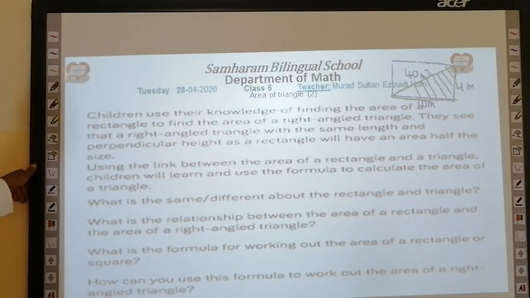learners use their knowledge of finding the area of rectangles to find the area of a right angle triangle. They say that a right angle triangle with the same length and perpendicular height as a rectangle will have an area of this size. Using the link between the area of a rectangle and the triangle, students should learn and use the formula to calculate the area of a triangle.